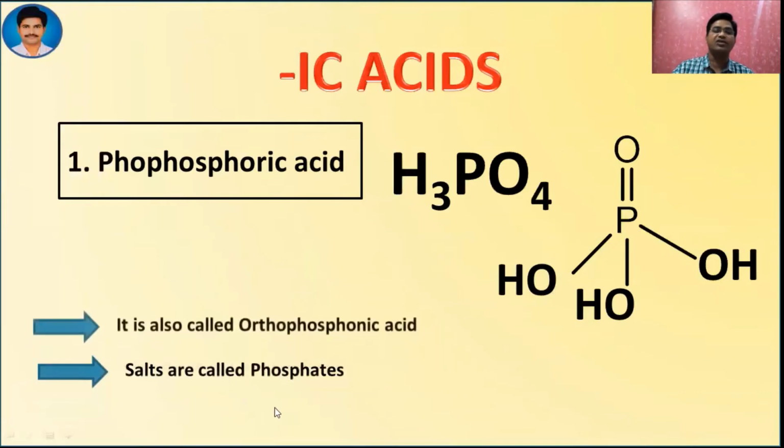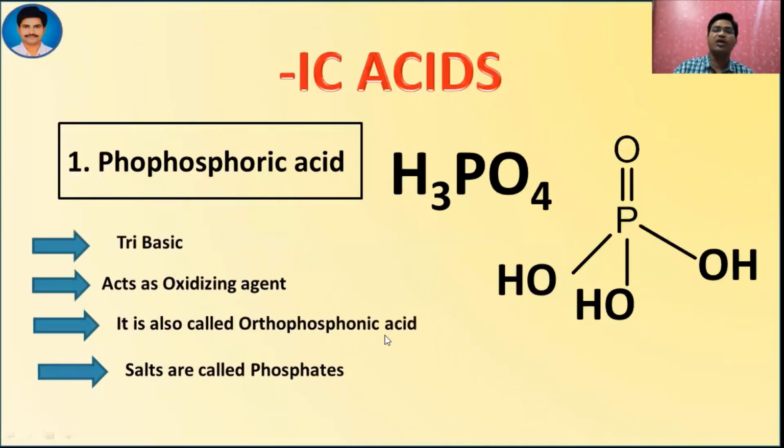Its salts are called phosphates. It is also called orthophosphoric acid. It acts as only an oxidizing agent. It is a tribasic acid because all these hydrogens are in the OH form.